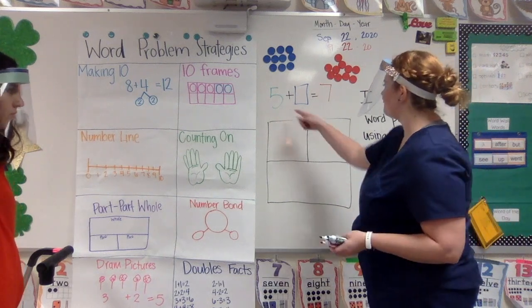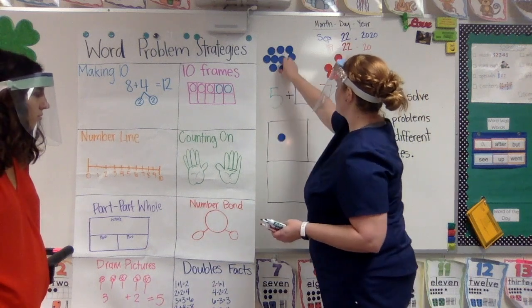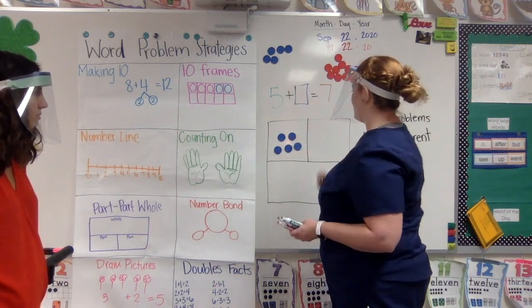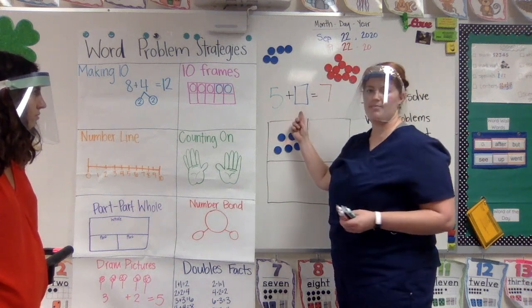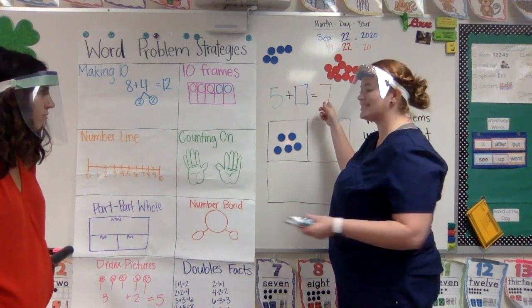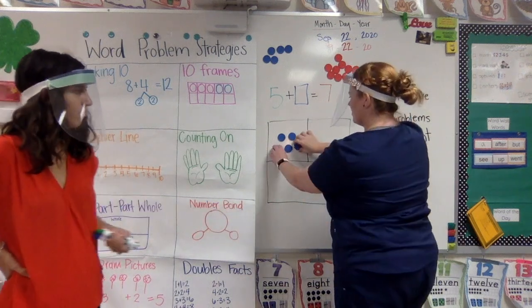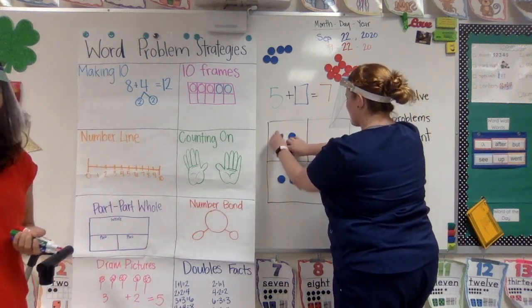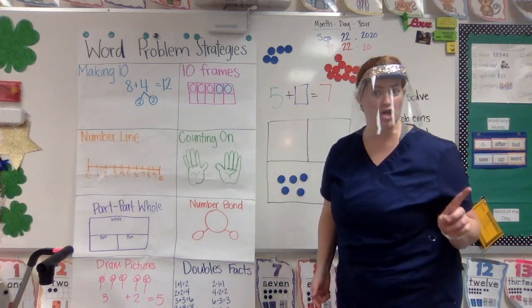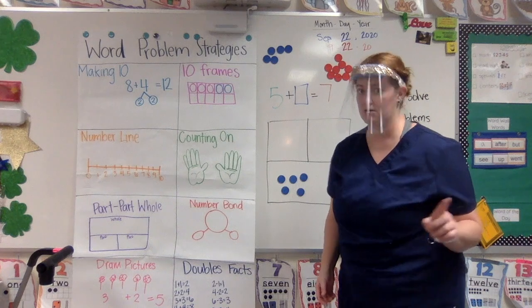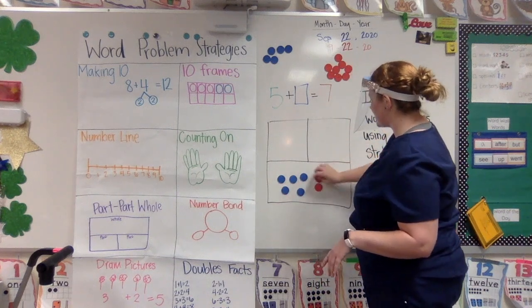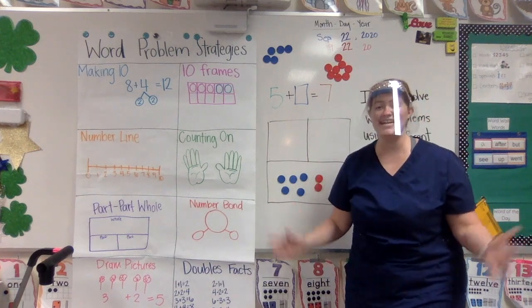Well, how should I solve this? Let's see. I start with 5. So 1, 2, 3, 4, 5. Okay. Oh, I don't know how many more I get, but I know my whole number, my total is supposed to be 7. So I'm going to bring these down here, and then I'm just going to add more until I get to 7. I'm not adding 7 more. I have 5, 6, 7.